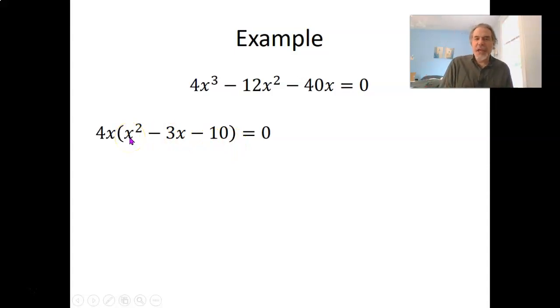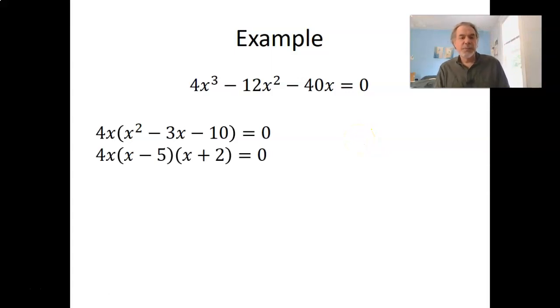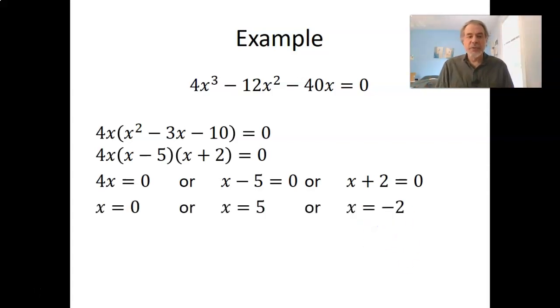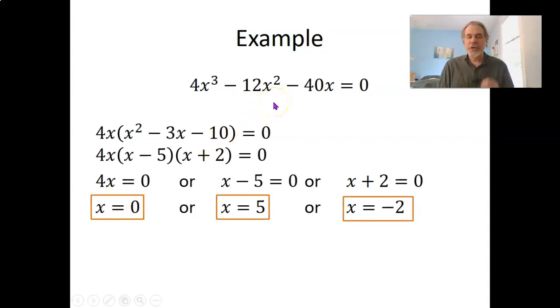And then that x squared minus 3x minus 10 can be factored into, do you see what the factors are? x minus 5 times x plus 2. So now we have 4x times x minus 5 times x plus 2 equals 0. Then give each of those factors its own equation where it gets to be equal to 0 all by itself. 4x equals 0, or x minus 5 equals 0, or x plus 2 equals 0, and then finish solving each of those. So we get x equals 0, or x equals 5, or x equals negative 2. Those three numbers are the three solutions to this equation.